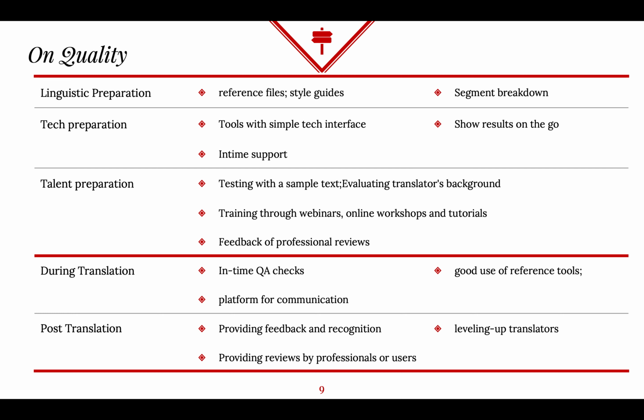During the translation process, it will be better to make good use of reference tools like automatic translation memories or term lookup, and never be lazy on QA checks. Whenever a problem occurs, you will want it to be stopped as soon as possible. Good communication is also important. Platforms for translators to communicate with each other can help them come up with better solutions or translation versions together.